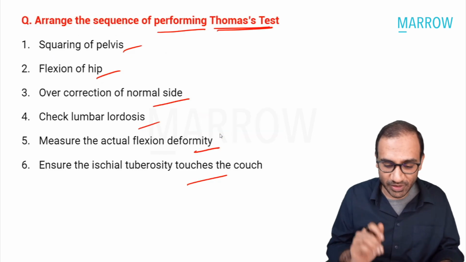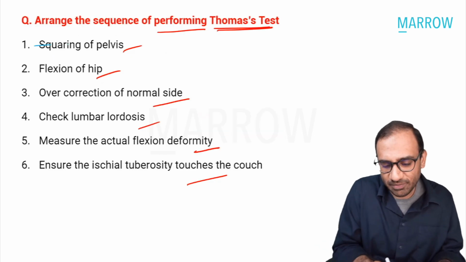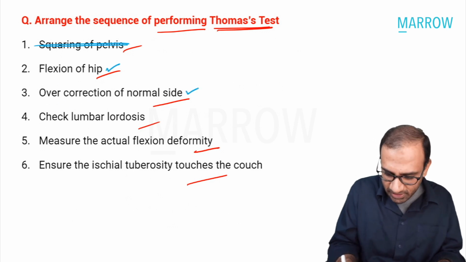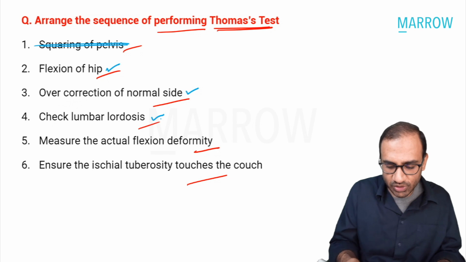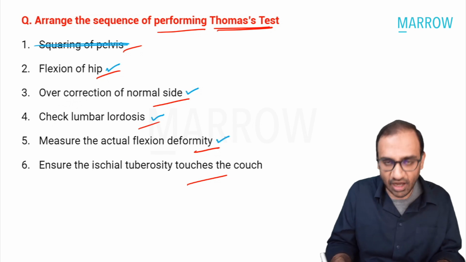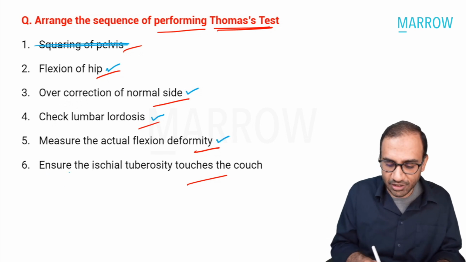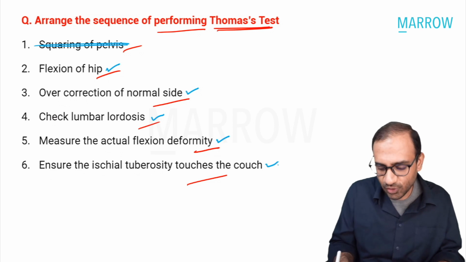So let's go back to the question here and look at the options. Squaring of the pelvis, no, we don't do this. Flexion of the hip, yes, we do this. Overcorrection of the normal side, we do this. Check the lumbar lordosis, we do this. Measure the actual flexion deformity, yes, after flexing the normal side, and ensure the ischial tuberosity touches the couch. Also, we do this. Why do we do this?